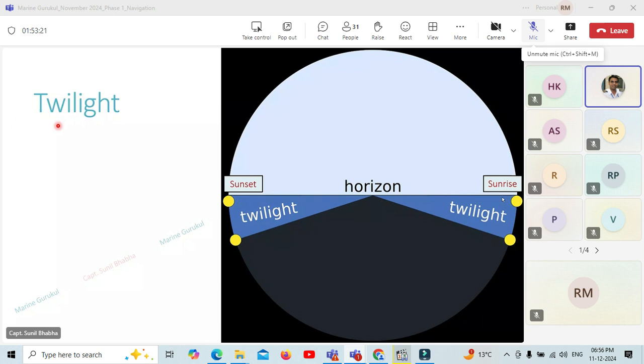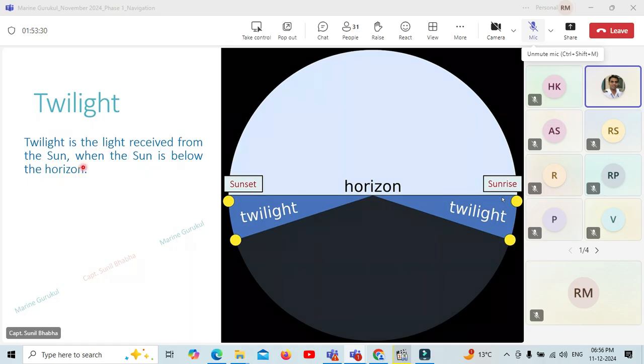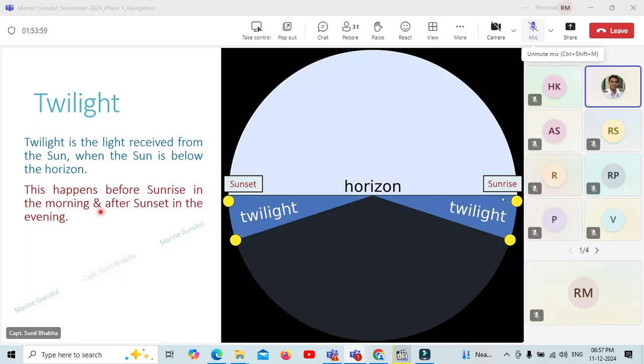Let's now understand the concept of twilight. Now, twilight is the light received from the sun when the sun is below our horizon. We receive the light from the sun when it is above our horizon, and we call that light sunlight. But we also receive some light when the sun is below our horizon and close to it, and that is the light which we call twilight. This happens before sunrise in the morning and after sunset in the evening.